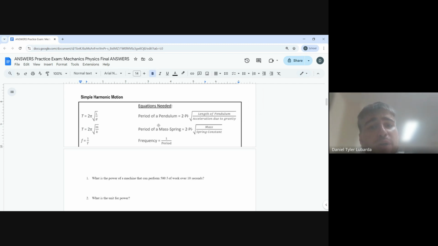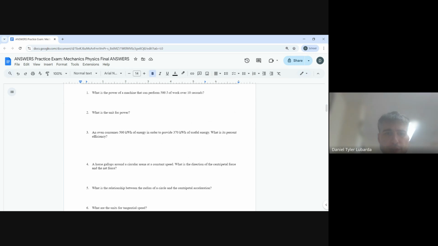And next, for the period of a spring, we have period equals 2 pi times the square root of mass over the spring constant. The spring constant is just a number that tells you about how the spring behaves. Again, that is something that I will give you on the exam if you have to solve any questions about the period of a spring in simple harmonic motion. And this you should remember, frequency is 1 over period, and period is 1 over frequency.